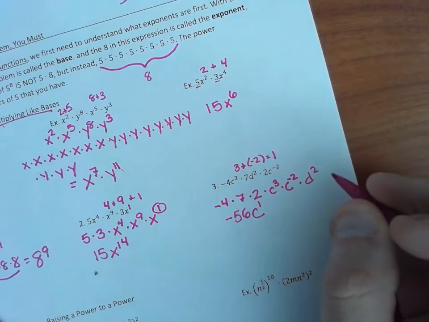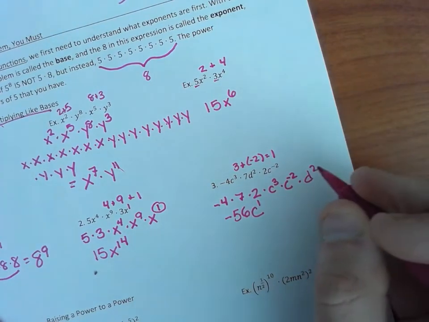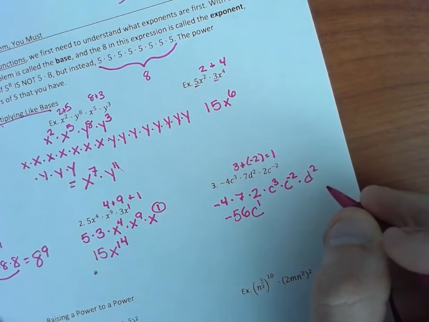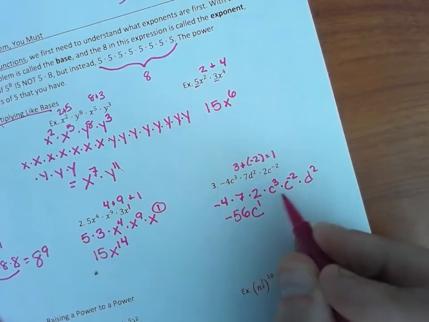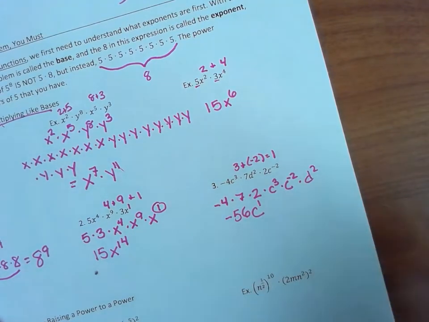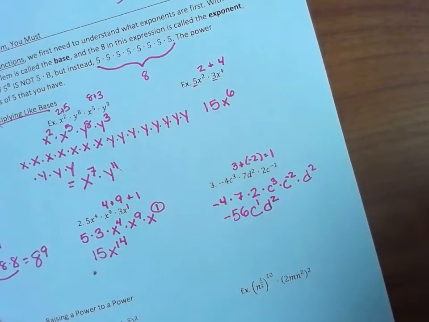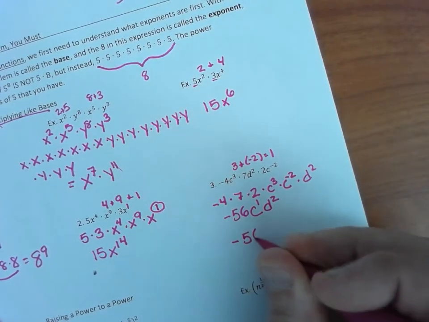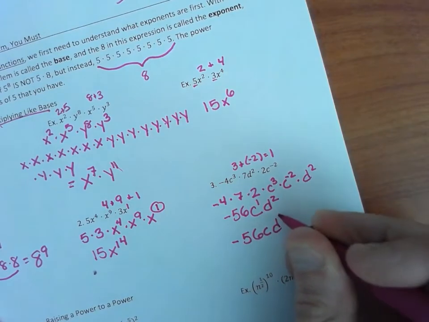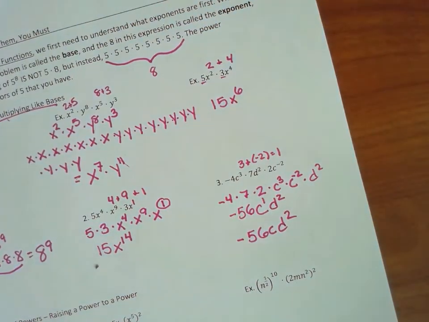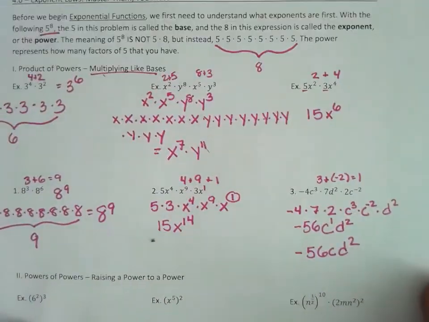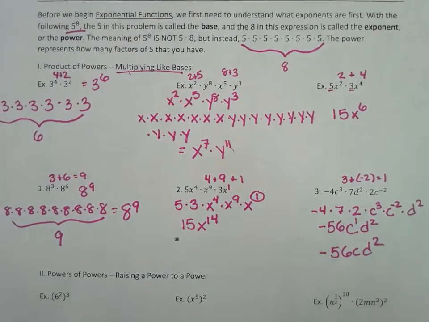There's nothing else to multiply this base of d with. I have 2 bases that are the same. I have 1 that is not the same. Don't do anything with it. Just rewrite it. So my final answer is negative 56 c d squared. Again, guys, that's product of powers. Nothing crazy, nothing fancy.